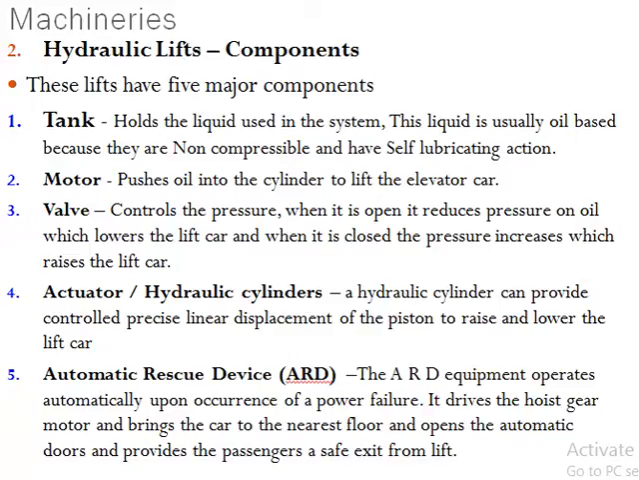The tank will hold the liquid which is used in the system. The liquid is usually oil based because it is non-compressible and has a self-lubricating action. The motor will push oil into the cylinder to lift the elevator car. Valves will control the pressure. When a valve is open, it reduces the pressure on the oil, which will lower the lift car. And when it is closed, the pressure increases, which raises the lift car.